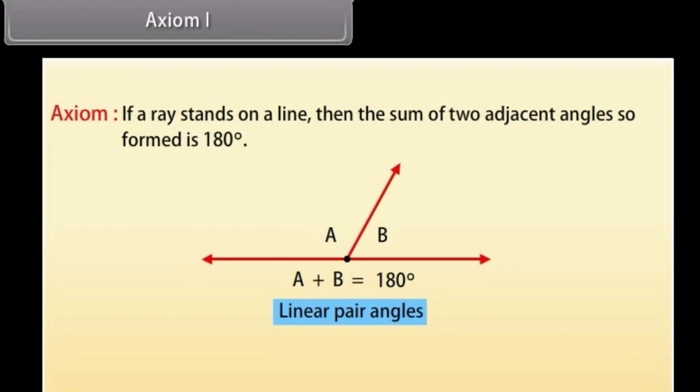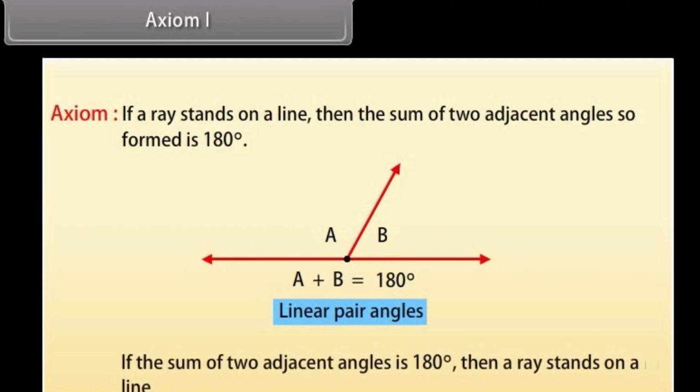Let us write this axiom the other way. That is, we will take the conclusion of the axiom as given and the given as the conclusion. So it becomes, if the sum of two adjacent angles is 180 degree, then a ray stands on a line, that is, the non-common arms form a line. Now we can see here that the axiom and this statement are reverse of each other. Let us now check whether this statement is true or not.